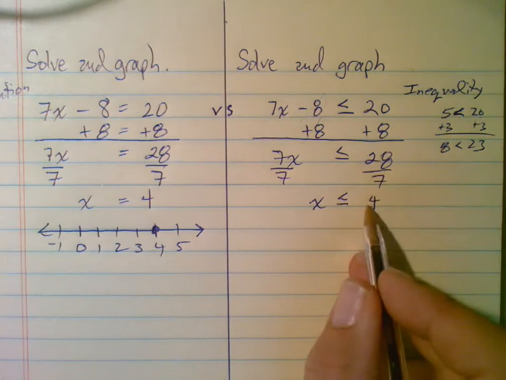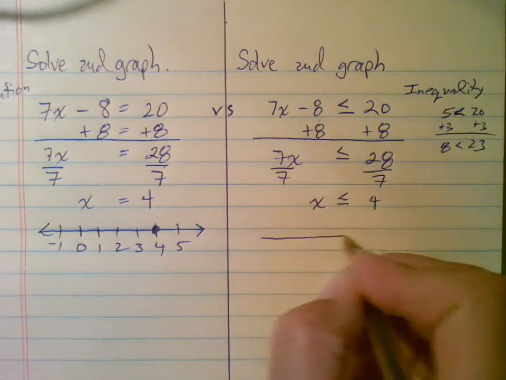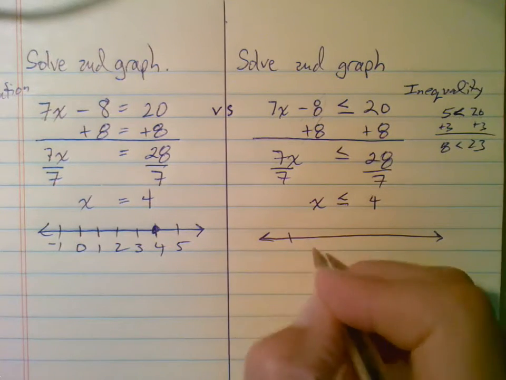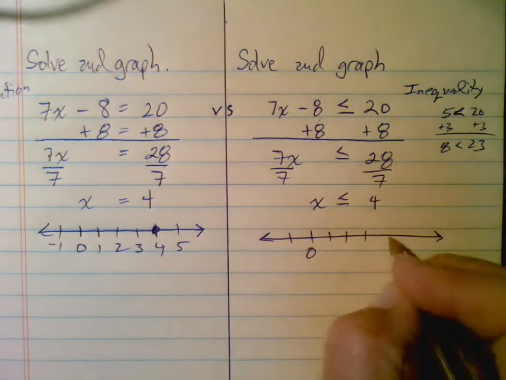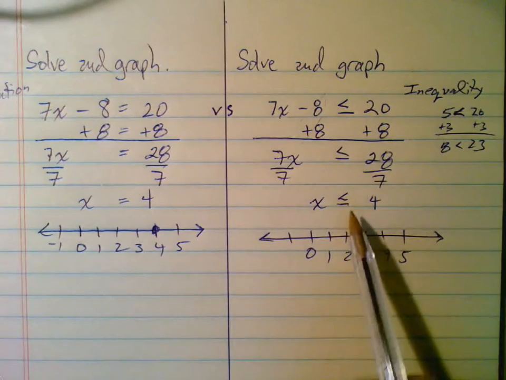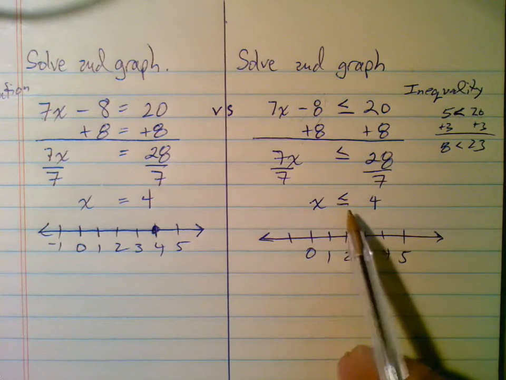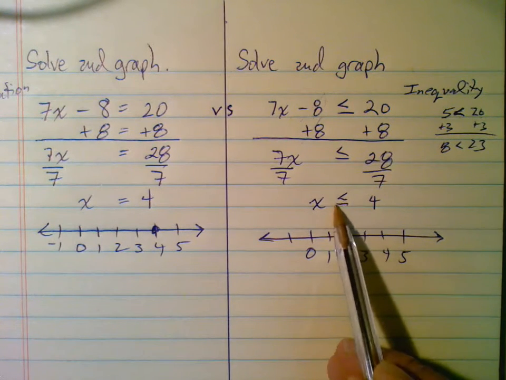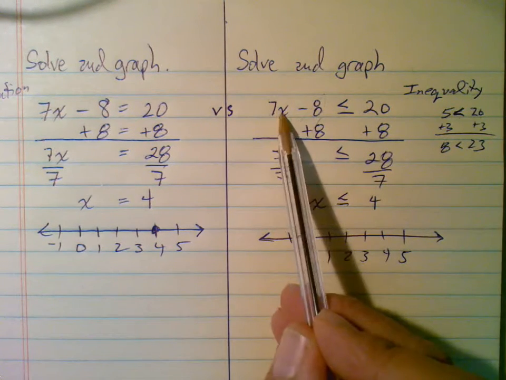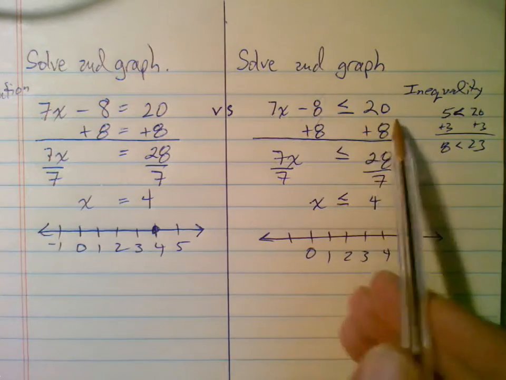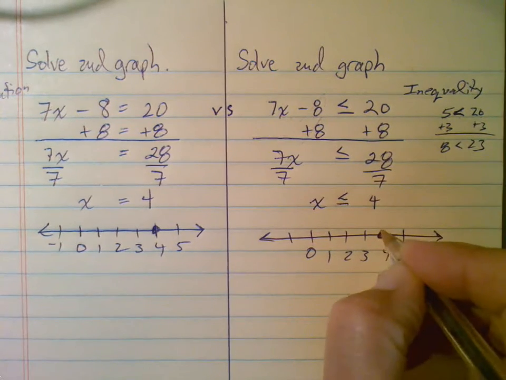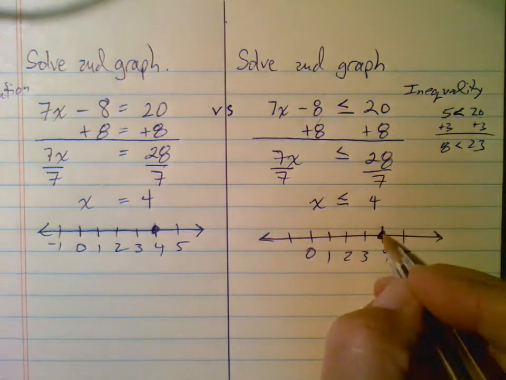Now this is a slightly different graph, because my answers that can make this true begin at 4. So there's 1, 2, 3, 4, 5. The less than means I can have anything less than 4, and the less than or equal to says I can be 4. If I plug 4 in, 7 times 4 is 28, and 28 minus 8 is equal to 20, and that's part of this, less than or equal to. So it can be 4, but since it's an inequality, that's not the only answer. This is where the answers begin.